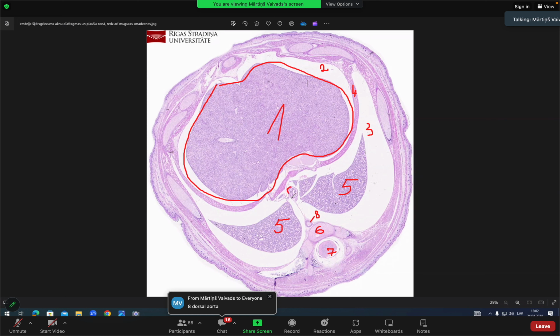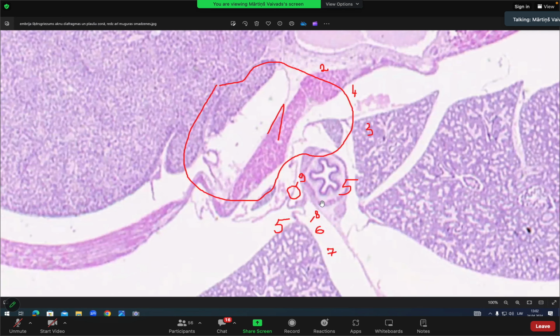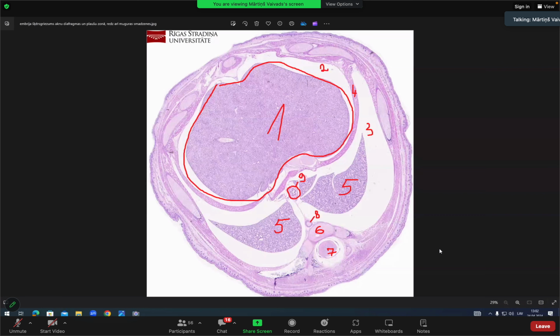And then you see a structure that has a weird shaped lumen. It looks like a tiny human. If you zoom in, it has a very weird shaped lumen and thick epithelium. What could that be? Number 9. What is this?